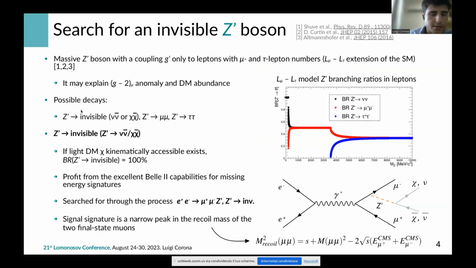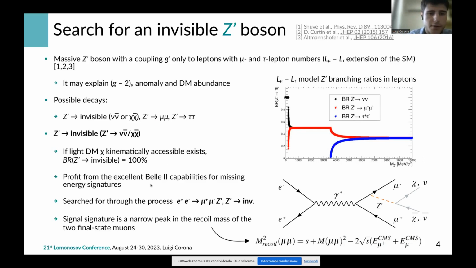So it can decay in different ways: in an invisible state like neutrinos or dark matter particles, or in a visible state like a muon or tau pair. This plot here shows the branching ratios of the Z prime into leptons. And of course, if there is a dark matter particle accessible, then the branching ratio of the Z prime into invisible will be 100%.